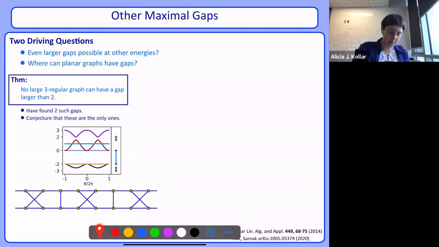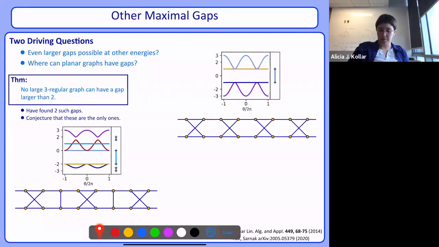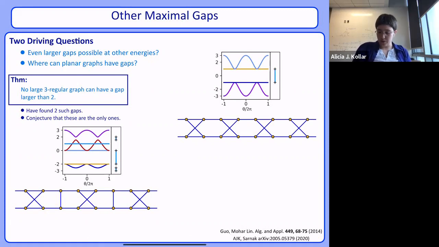And so this is the first example. And this is its band structure here. And so it has a gap between -2 and 0. And the second example that we found is this one here, which has a gap between -1 and 1. It turns out that while we found it independently, this guy was not unknown. So it was previously identified and actually proved that it was extremal, had the largest possible gap centered around 0, in this Guo and Mohar reference in 2014.